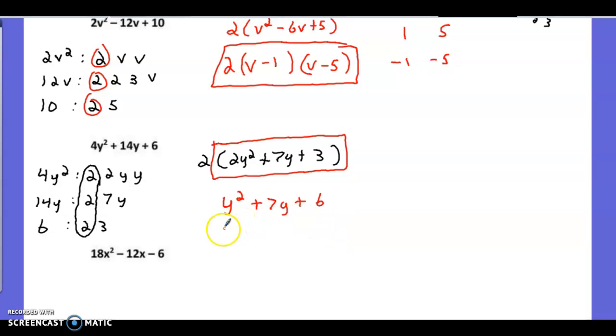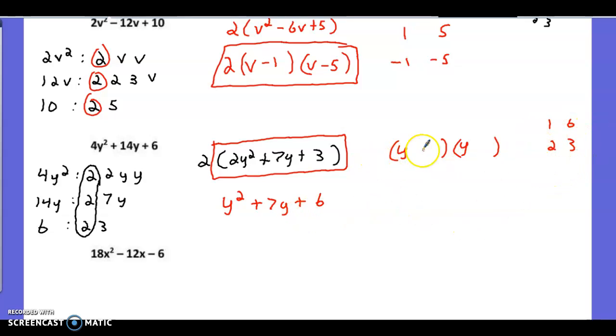Now I can go ahead, and I'm going to work up here because I have more room. I'm going to put my double parenthesis, and then I have my y, and my factors of 6, I have 1 and 6, 2 and 3, and that's it. So which one of these, and again, because it's positive, they could be both negatives, but because this is positive, I'm going to stick with all positives. So which ones of these add up to 7?